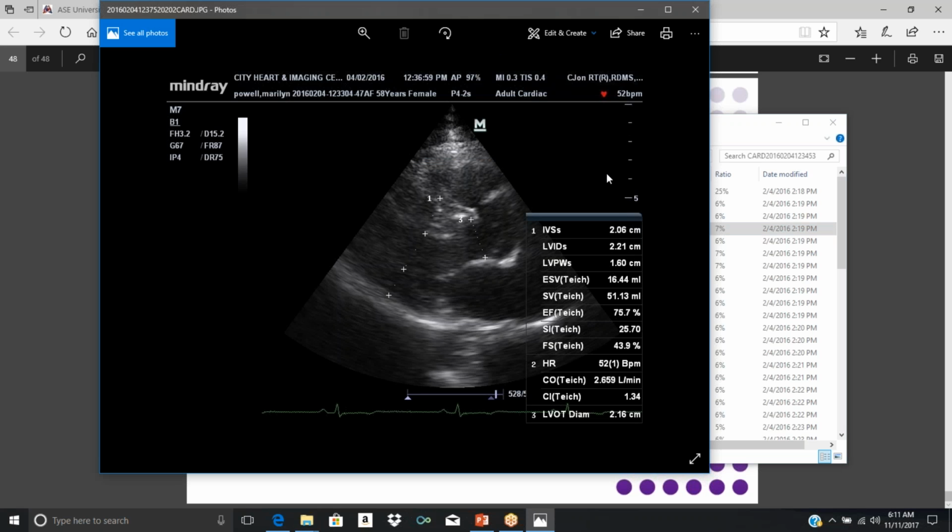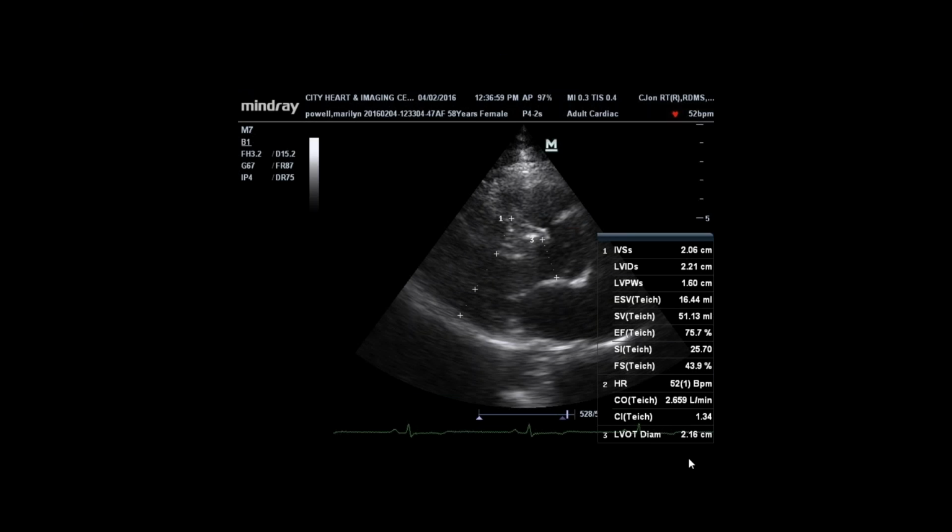All right. So measurements. You have to be sure where you're doing your measurements. In systole you're going to do certain measurements, and in diastole you're going to do certain measurements. So you have to know the measurements that you're going to do in systole and the measurements you're going to do in diastole.